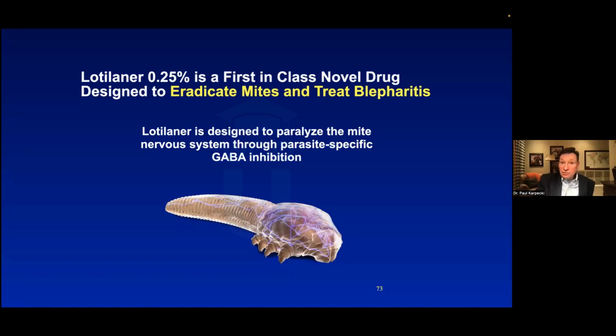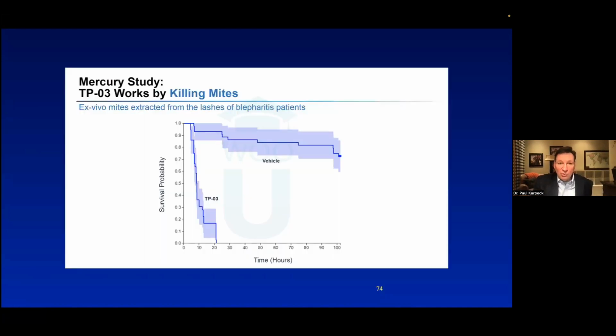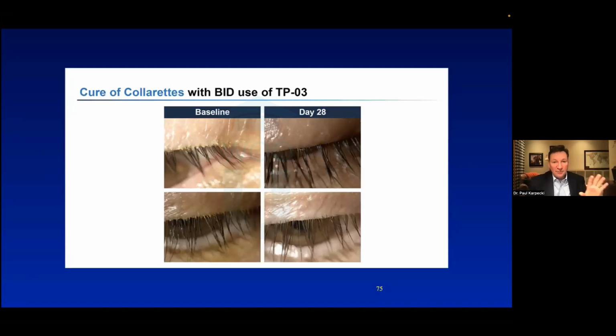So the first ever drug approved for this just happened a few months ago as well, called lotilaner 0.25%. It works by the GABA inhibition pathway to just paralyze the mite. That's how it works. Look at these eradication rates. Vehicle didn't really do much. But look at 20 hours. And again, this is ex vivo. They took the mites out, put them on a plate, put the lotilaner 0.25% on them. 20 hours, gone, finished. Now, we're going to talk about dosing in human.